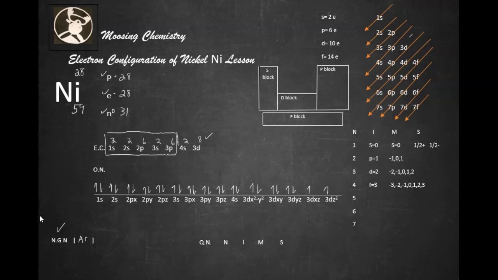Now, according to noble gas notation, you have to put in numeric order. So we write it as 3d8 and 4s2. You notice that's different from the electron configuration.